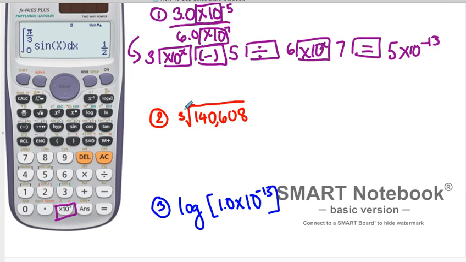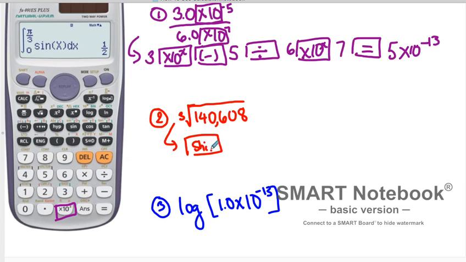For the second question, we need to cube root 140,608. To put this into your calculator, you need to locate that root function. Now, it's not going to be this over here because this is just square root or exponent half. We need to find the cube root, which is above over here. To access this function, which is that golden color, which is above this button, you do have to press Shift first. So we need to press Shift.